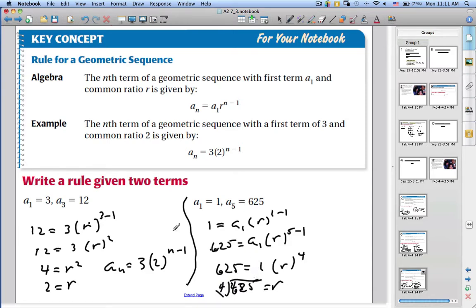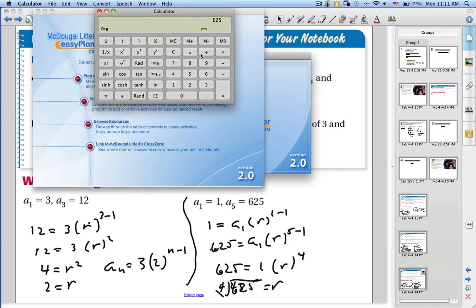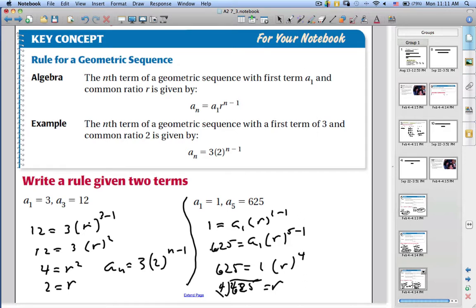What is the 4th root of 625? Well, let's plug it into my calculator. I take 625 and raise it to the 1/4 power, because that's the 4th root, and it's equal to 5. So now that I know that r is equal to 5, I can write the rule.